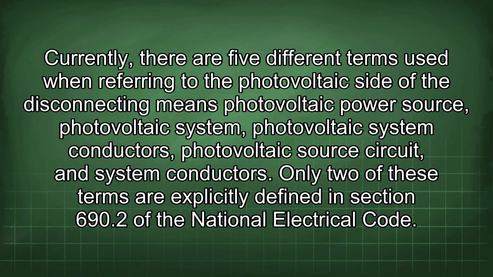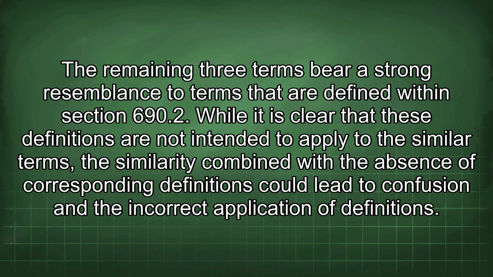Currently, there are 5 different terms used when referring to the photovoltaic side of the disconnecting means: photovoltaic power source, photovoltaic system conductors, photovoltaic source circuit, and system conductors. Only 2 of these terms are explicitly defined in Section 690.2 of the National Electrical Code. The remaining 3 terms bear a strong resemblance to terms that are defined within Section 690.2. While it is clear that these definitions are not intended to apply to the similar terms, the similarity combined with the absence of corresponding definitions could lead to confusion and the incorrect application of definitions.